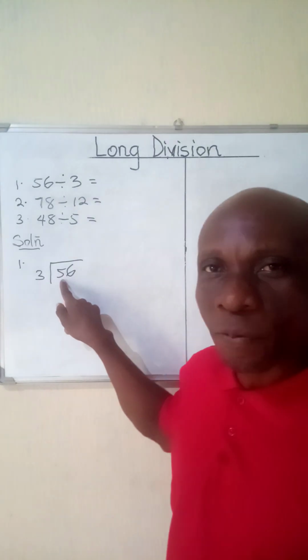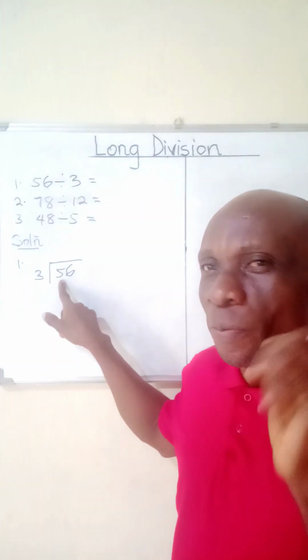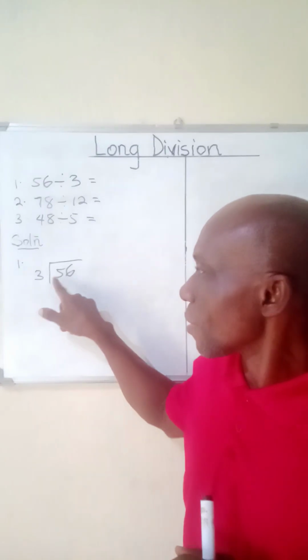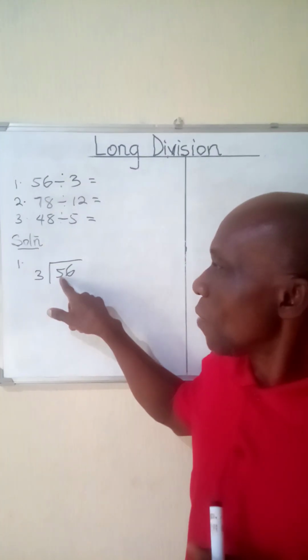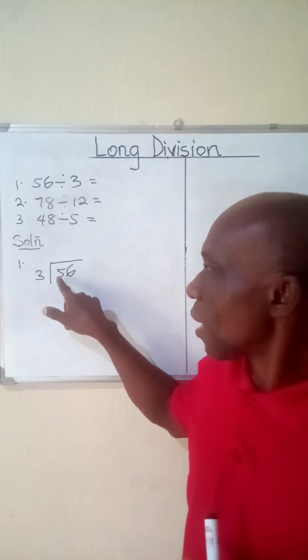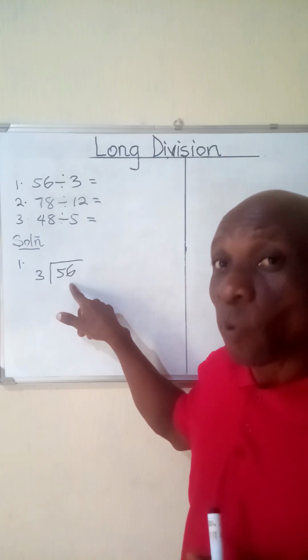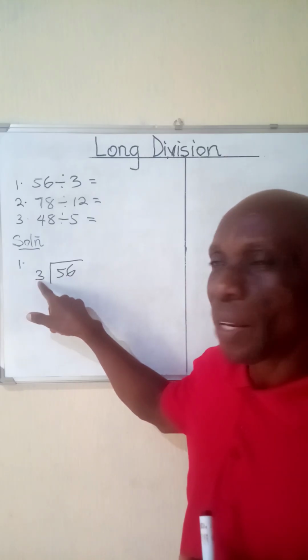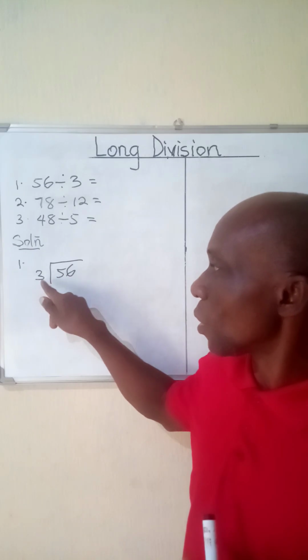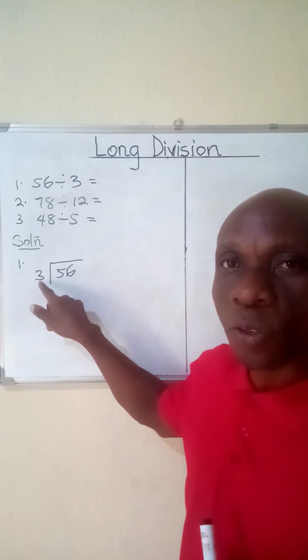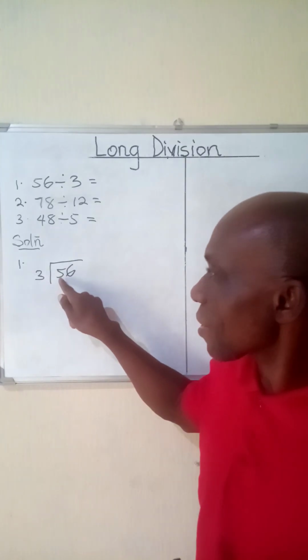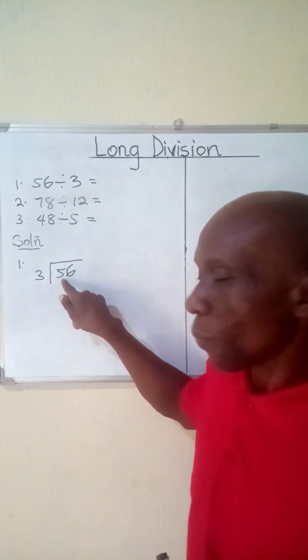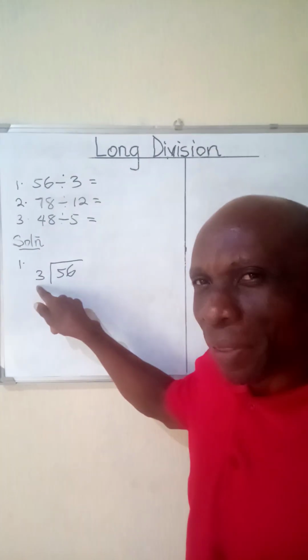The first digit here is 5. Don't forget the place value of 5 here is 5 tens, 6 units. So we are taking the first digit here, 5. But if the first digit here is less than the divisor, that is when we consider the first 2 digits at once, okay? So here 5 is greater than 3, so we can use that. Even if the first digit were equal to 3, we will still use that method. So we ask ourselves, 3 goes into 5, or 5 divided by 3, what will you have?